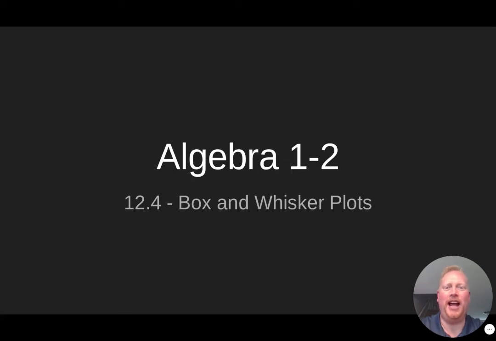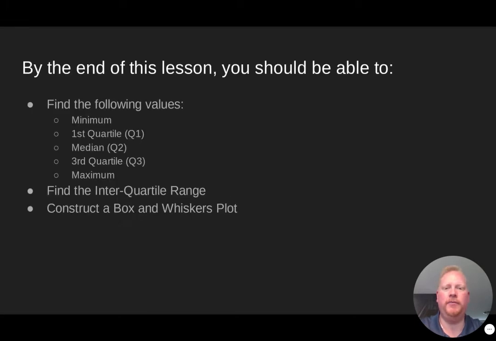Hey everybody, welcome to Algebra 1-2, Section 12-4, Box and Whisker plots. By the end of this lesson, you should be able to find the following values: the minimum, the first quartile, the median, which is also known as the second quartile, the third quartile, and the maximum. You also need to be able to find the interquartile range and construct a box and whiskers plot.